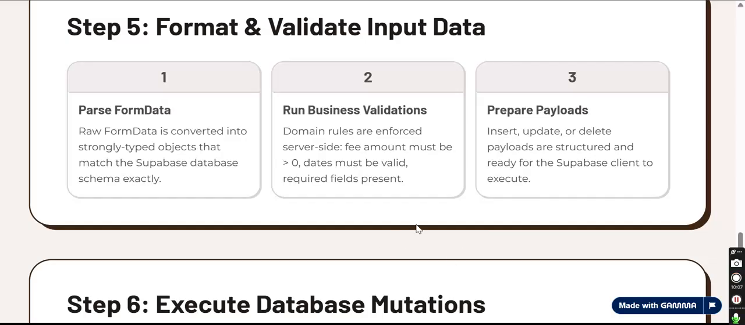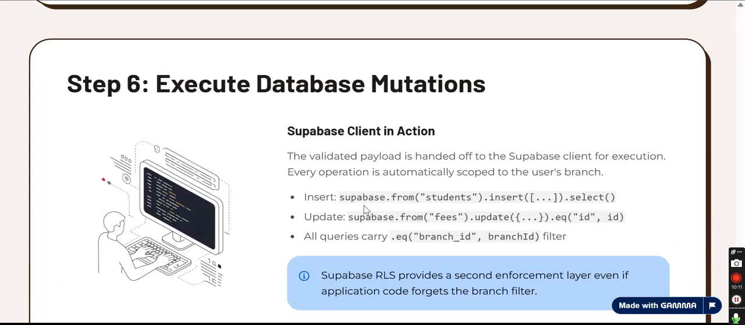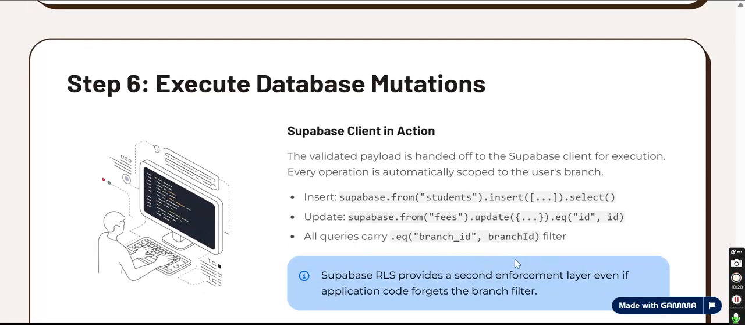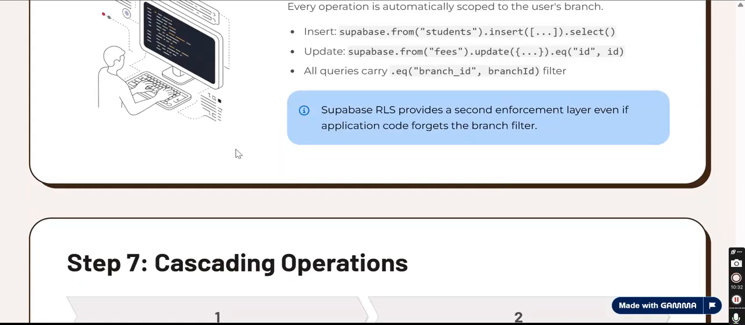Now coming to executing the database mutation. We are using the database client for execution. Every operation is automatically scoped to the user's branch, whether we are using insert or update, across all queries. Supabase RLS provides a second enforcement layer even if the application code forgets the branch filter.